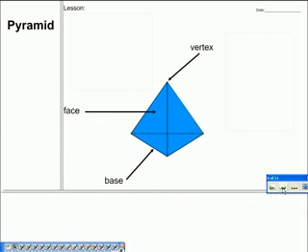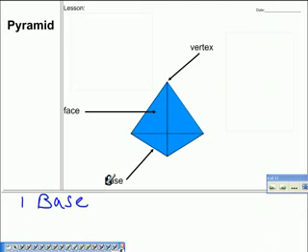The next kind of shape we're going to look at, also a polyhedron, is a pyramid. Now look at the difference between a pyramid and a prism. What's the most obvious difference? How many bases does this have? One. So a pyramid has one base. Now I made a mistake right here. That should be base with a capital B.